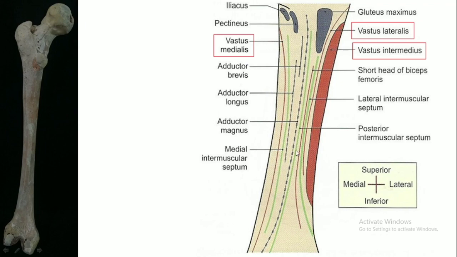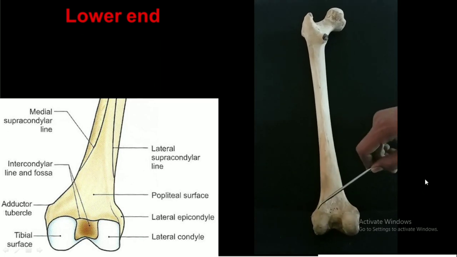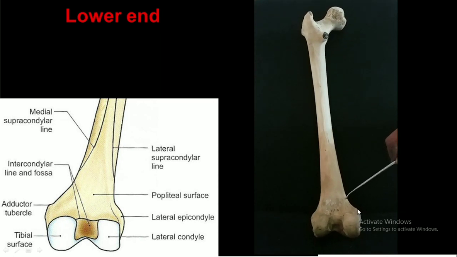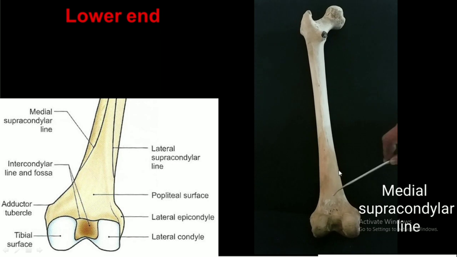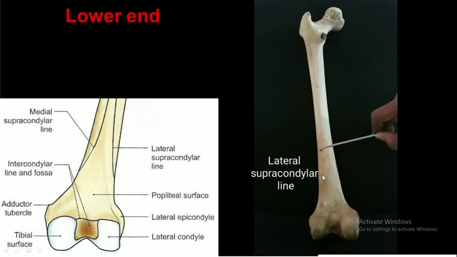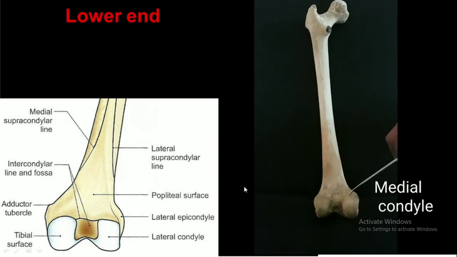Okay, this is the same figure that we have described. Now comes to the lower end. This is the lateral condyle. Okay, this is medial condyle. Above it, this is medial supracondylar line. Above the lateral condyle, lateral supracondylar line. And in between these two there is a popliteal surface.